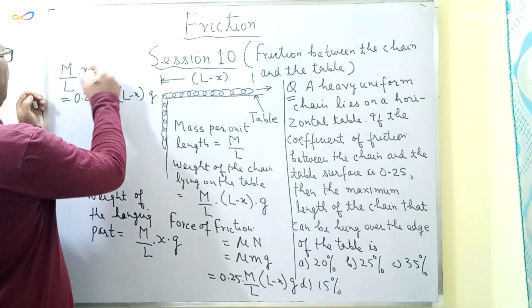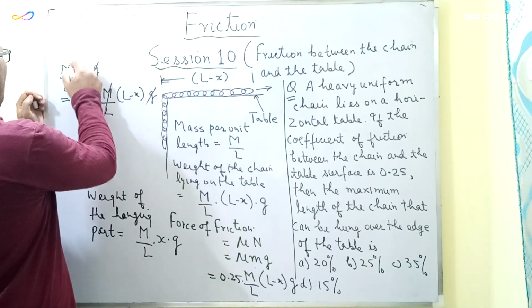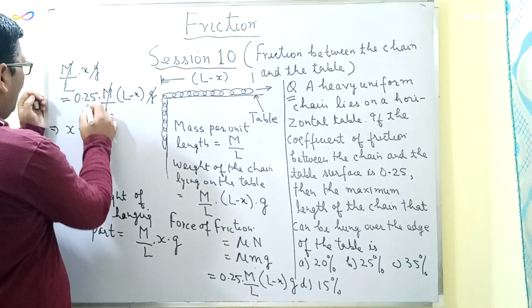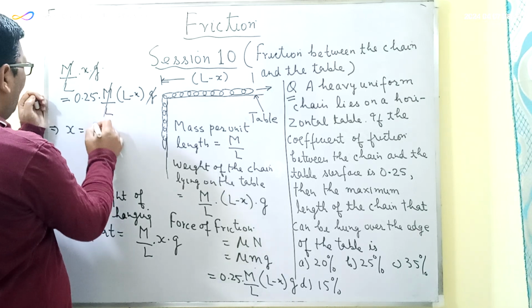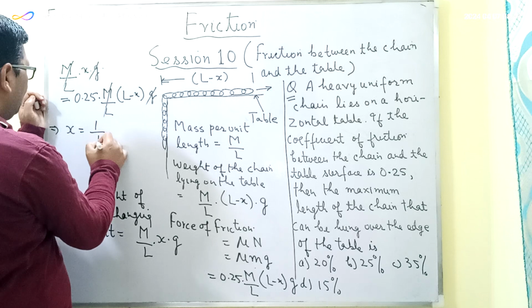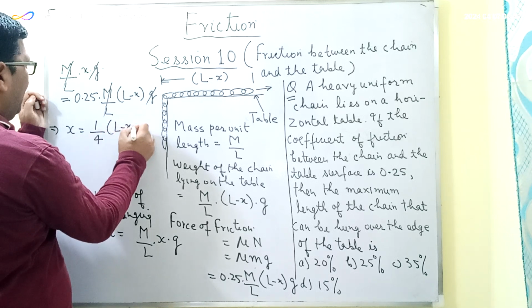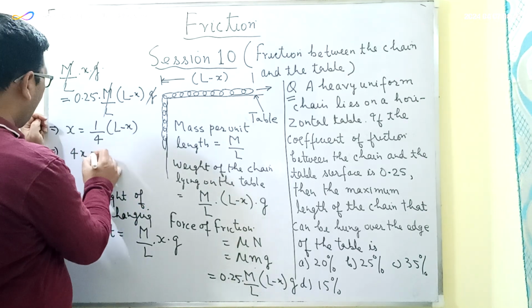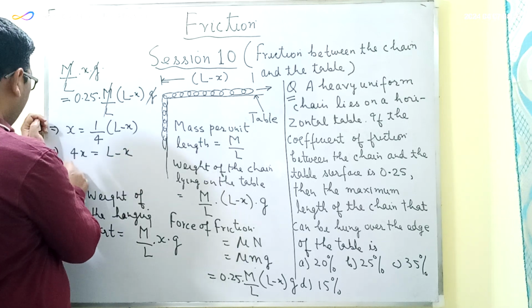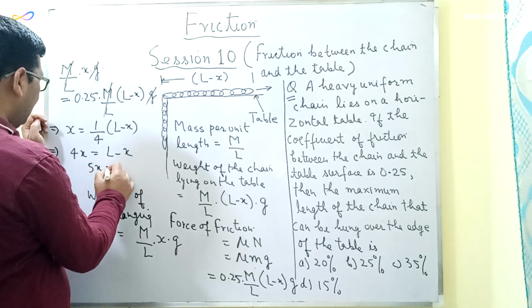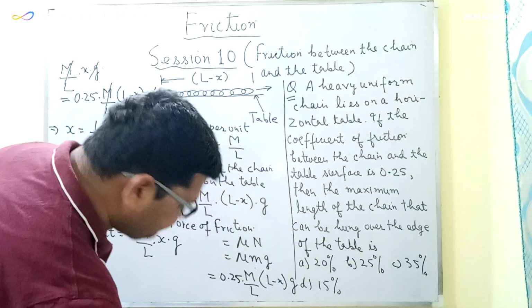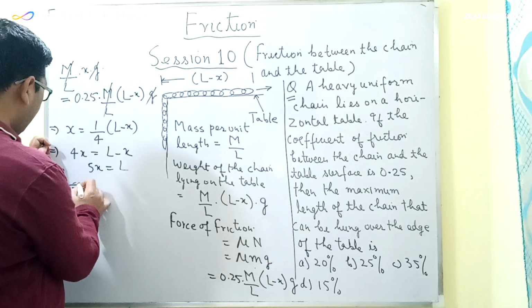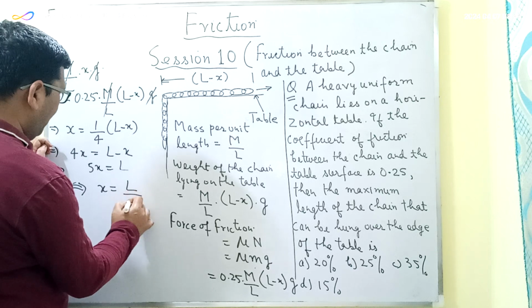So from this equation, g and g will get cancelled out, and M upon L and M upon L will get cancelled out. So we will be getting X is equal to 0.25, which can be written as 1 by 4, that is 25 by 100. So this is equal to 1 by 4 into (L minus X). From this, by cross multiplication, it will be 4X is equal to L minus X, which implies that 5X is equal to L. Or we can simply say that X is equal to L upon 5.